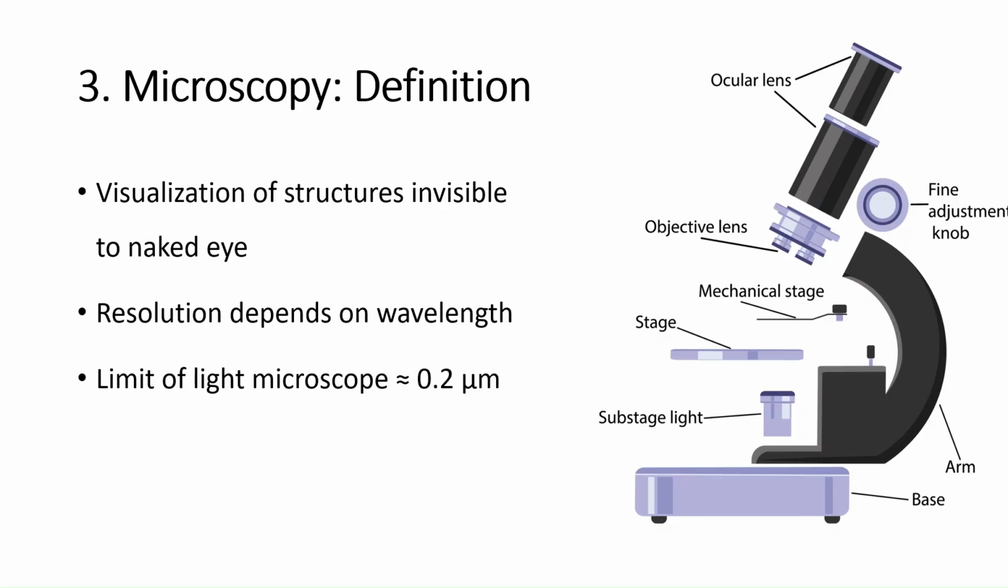Microscopy. Structures invisible to the eye can be visualized using a microscope. Resolution depends on wavelength. Shorter wavelength means better resolution. Light microscope limit is about 0.2 micrometer. Know the basic parts: eyepiece, objective, stage, light source, and focus knob.